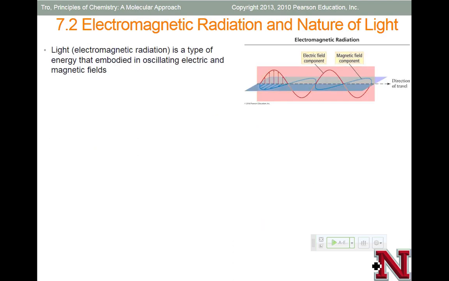Now light, which is electromagnetic radiation, is a type of energy, and it embodies an oscillating electric and magnetic field. So our wave is on two different field planes. We have both an electric field, which is typically drawn on the x-axis, and the magnetic field, which is drawn up and down. So you can think about the electric field and the magnetic field just being parallel to each other, like this. But we have both wave functions there, and then that 0 point node is always the same.